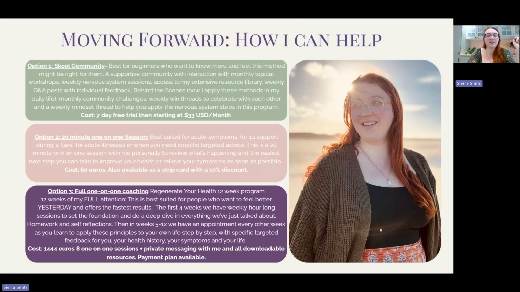So those herbal medicine characters I showed you, they're in there. The risk management evaluator I showed you, they're in there, available all the time. You get the basic package of all my personalities of herbal medicine. You get behind the scenes, like how I actually apply this to my life as a chronically ill spoonie, monthly community challenges, a weekly win thread, a weekly mindset reset thread for community building and ongoing support.